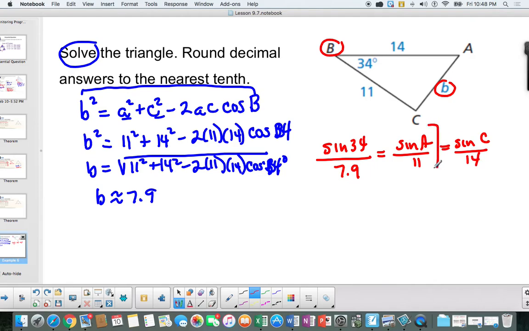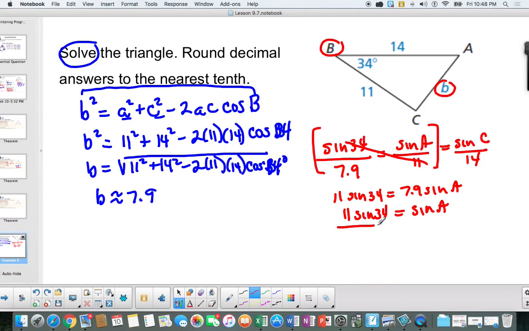And I'm just going to use this portion right here, and I'm going to cross multiply. So this is 11 sine of 34 is equal to 7.9 sine of A. I'm going to divide, and I'm going to have 11 sine of 34 over 7.9, and the measure of angle A will be equal to the sine inverse of this quantity. The calculator can take it, and I'm going to go ahead and put that in.